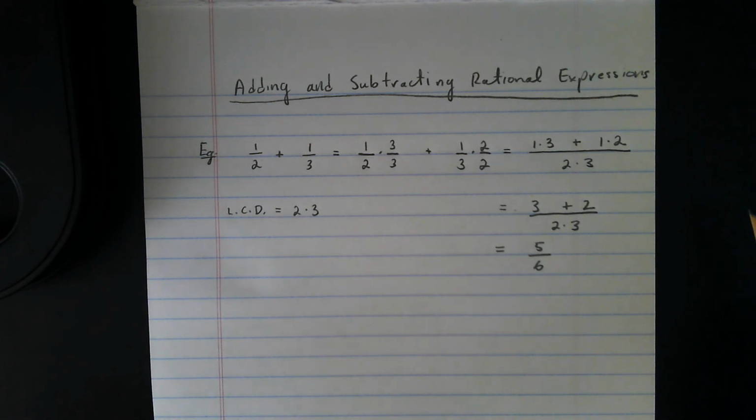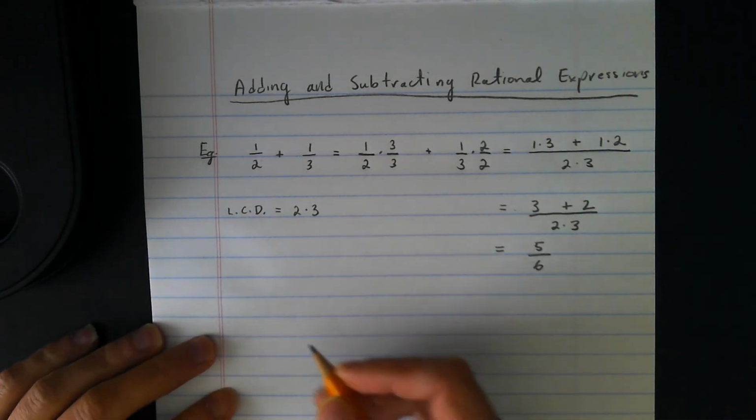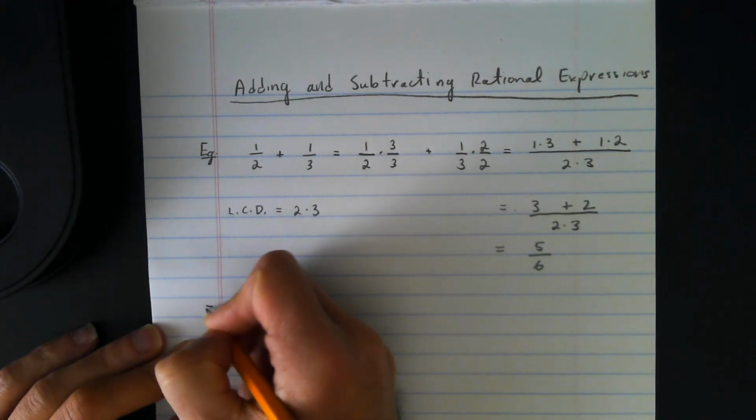Okay, so what we're going to do is just jump into a few easy examples, and then we'll talk about the steps that need to be taken when simplifying a rational expression, when adding and subtracting them. Okay, so first let's give this a shot.